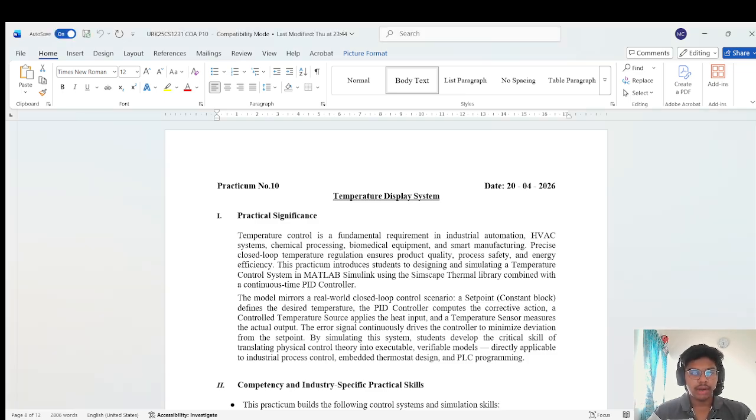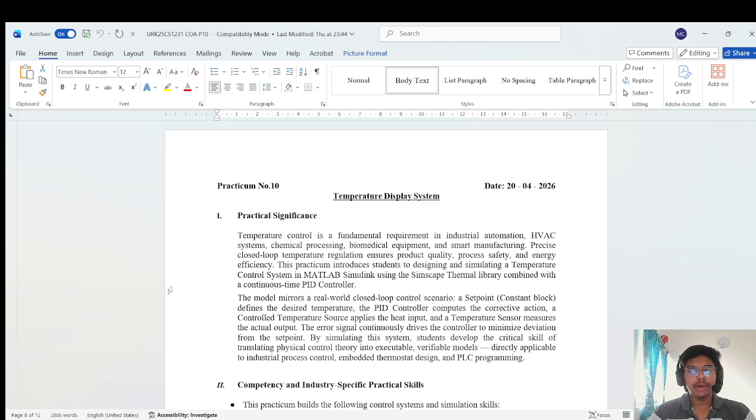In this Practicum 10 of our computer organization and architecture, we are going to briefly see about the temperature display system. Temperature control is a fundamental requirement in industrial automation, HVAC systems, chemical processing, biomedical equipment, and smart manufacturing. Precise closed-loop temperature regulation ensures product quality, process safety, and energy efficiency.